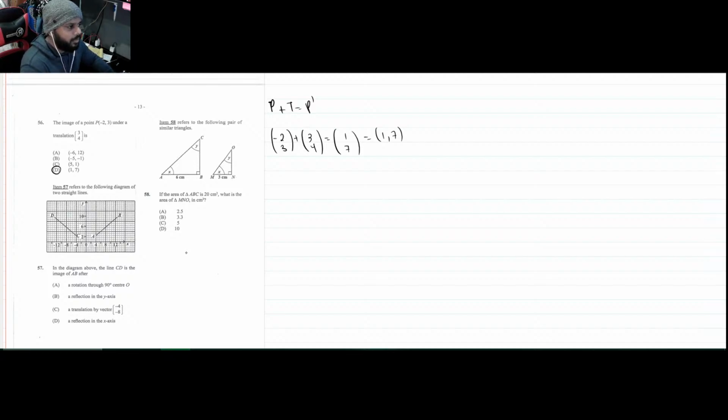Alright, look at another transformation question here. In the diagram above, the line CD is the image of AB after that, looking like a straightforward reflection in the y-axis.